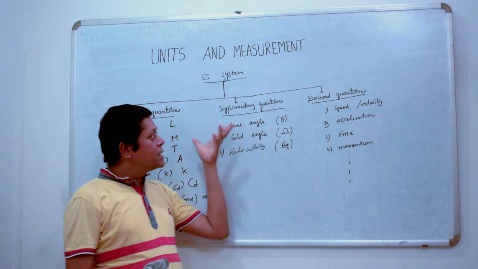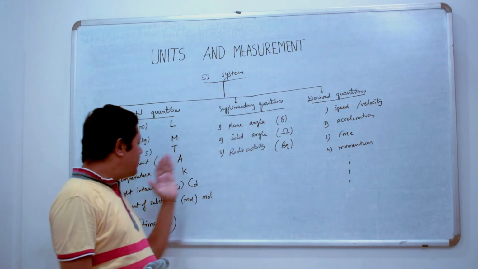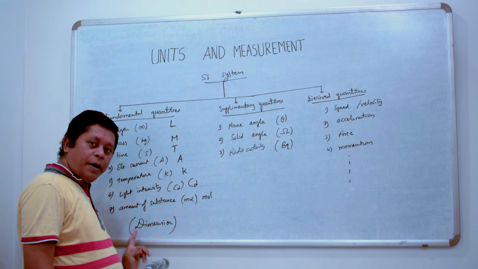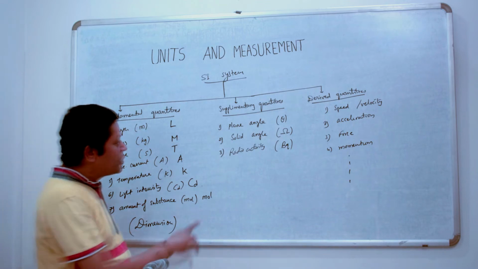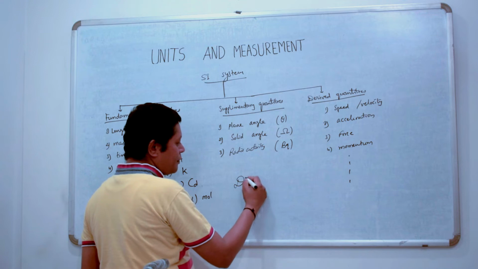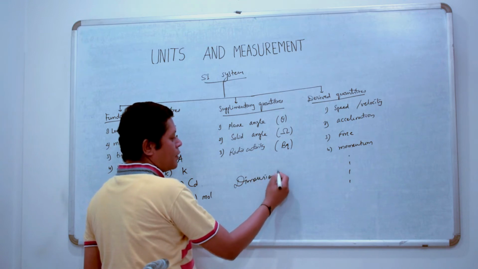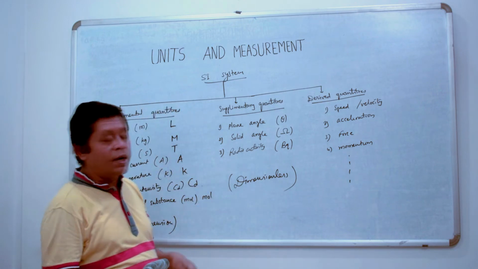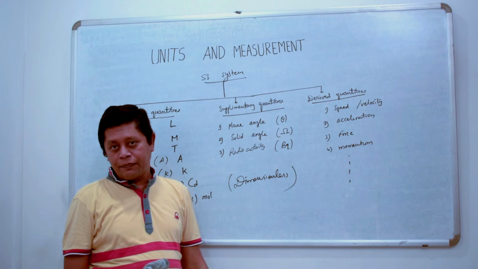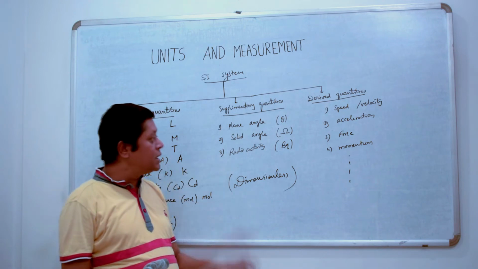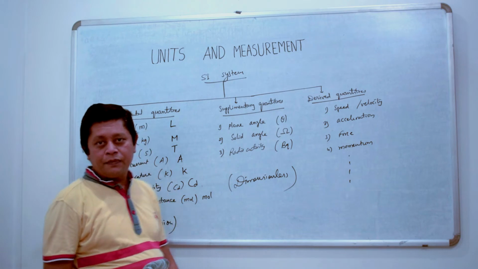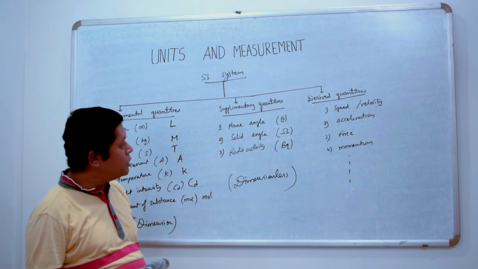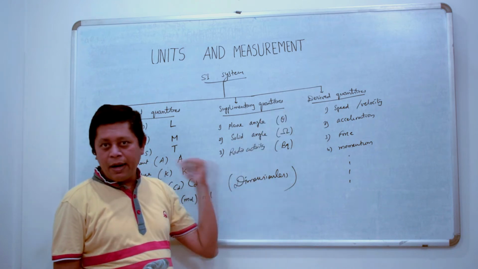Another category is called supplementary physical quantities. The basic difference between fundamental and supplementary quantities is that fundamental quantities have dimension, whereas these quantities are dimensionless. Why is it dimensionless? Because they are the ratio of the same physical quantities. For example, plane angle. Angle is defined as the arc upon radius. Arc is measured in meter. Radius is also measured in meter. It is the ratio of length divided by length.